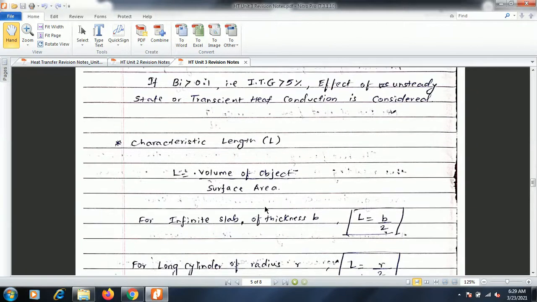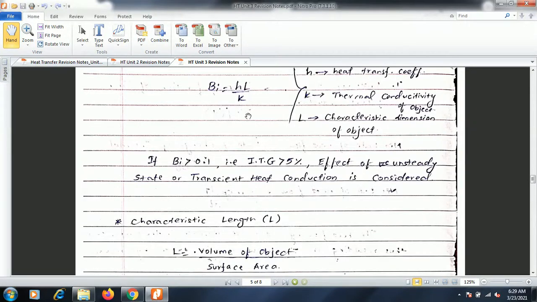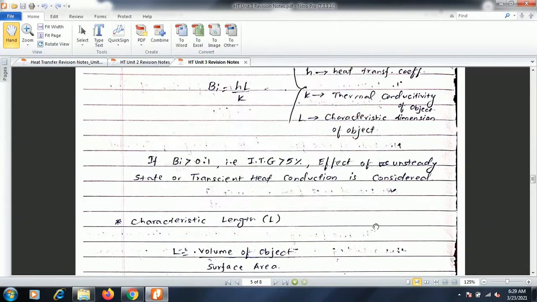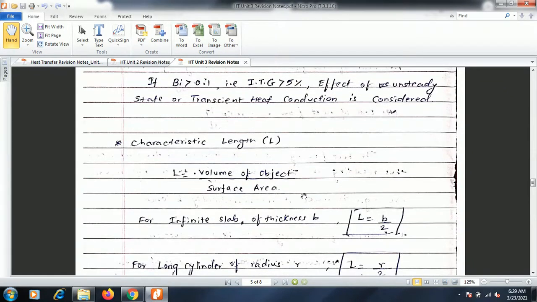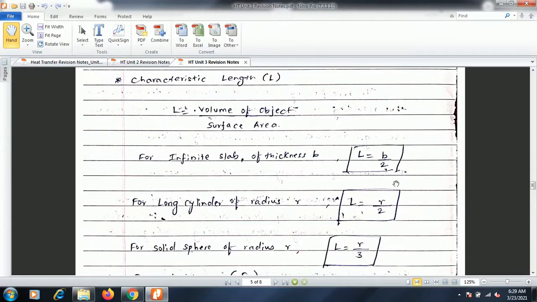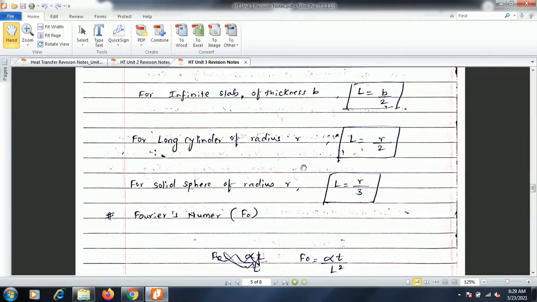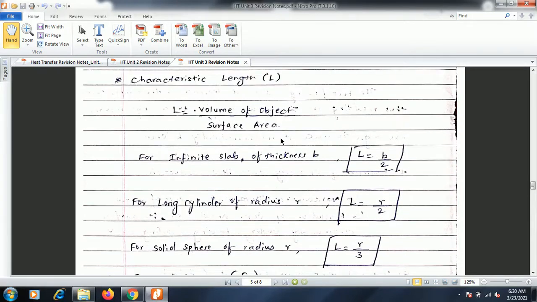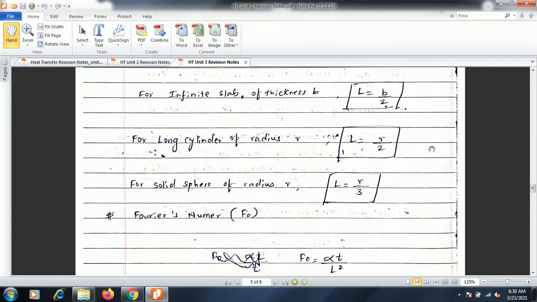In the above relation of the Biot number you have L, which is a characteristic length, and it is given by L equal to the volume of the object to the surface area. For an infinite slab of thickness b, L equals b by 2. For a long cylinder of radius R, L equals R by 2, and for a solid sphere of radius R, L equals R by 3. So it is found by using the formula of volume of object divided by surface area. The other definition of characteristic length is the distance between the point where maximum temperature occurs to the point where minimum temperature occurs.